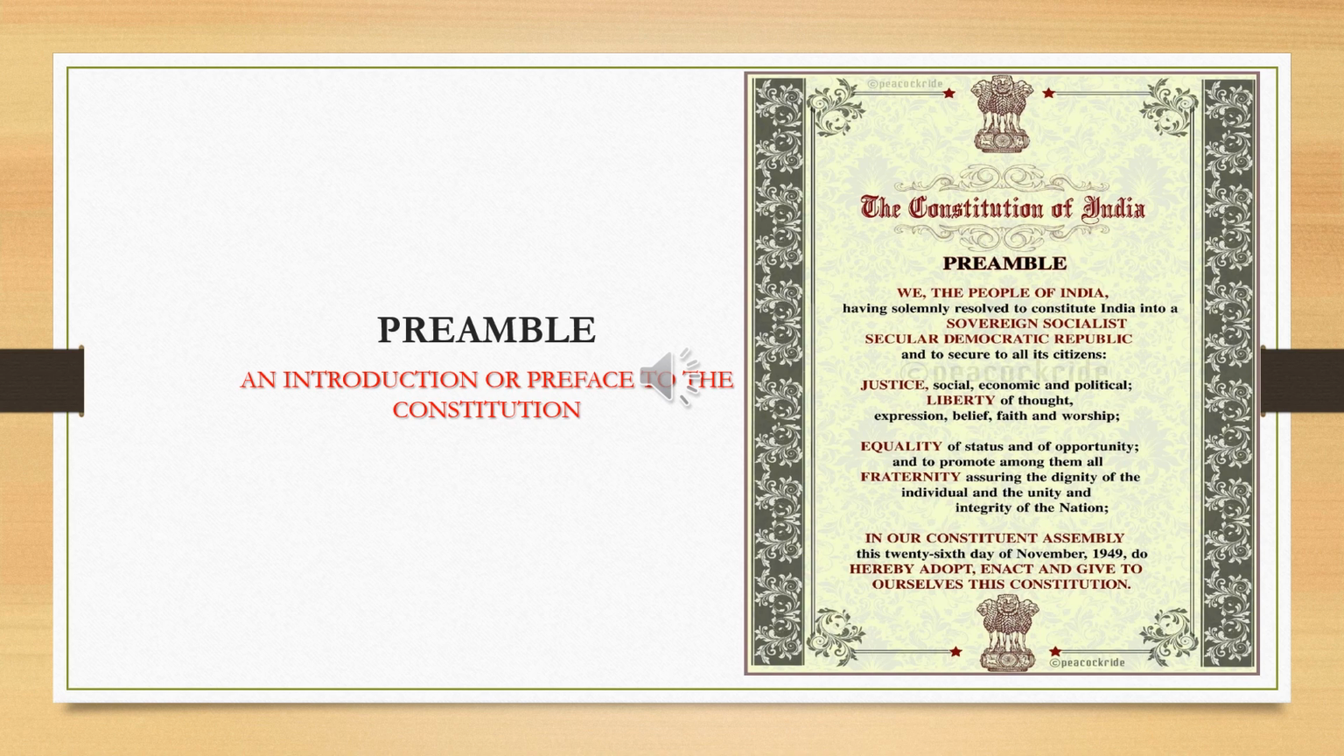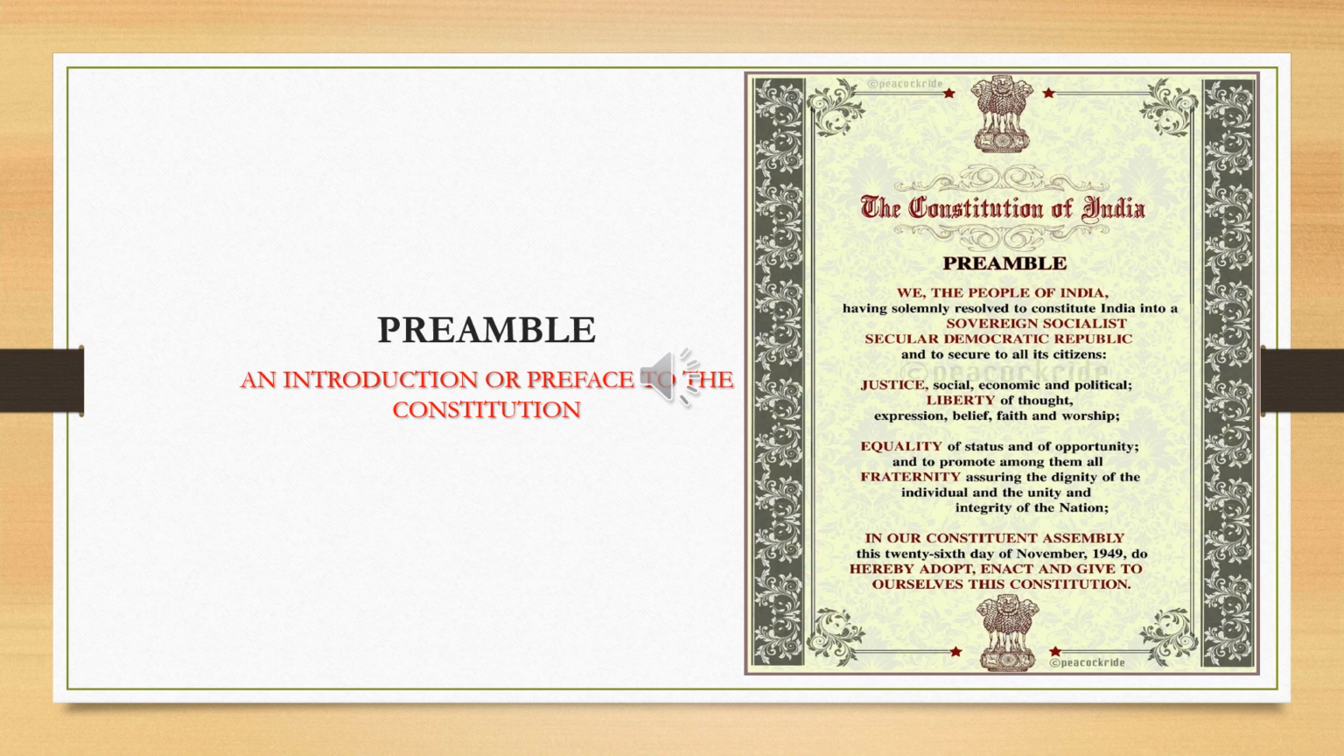Republic means there must be an elected head. Now in India, there are two elected heads. One is the president, who is indirectly elected and is head of the country, and the prime minister, who is directly elected and is head of the government. And next, to secure to all its citizens justice, social, economic, and political; liberty of thought, expression, belief, faith, and worship. So these are the overall features of the preamble.